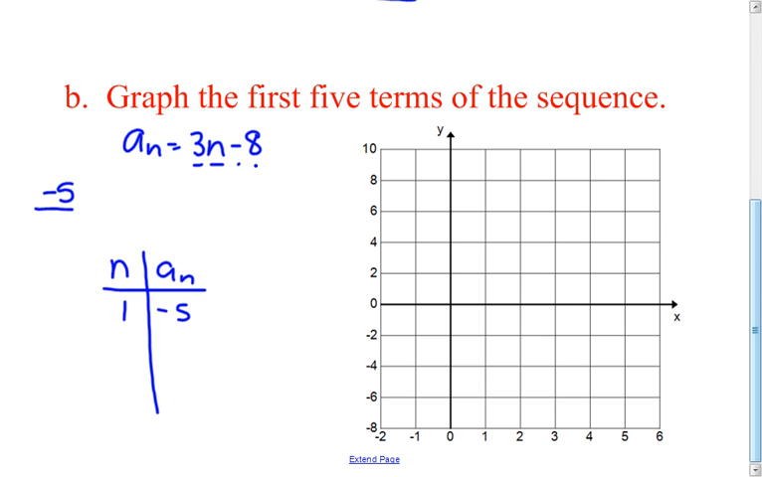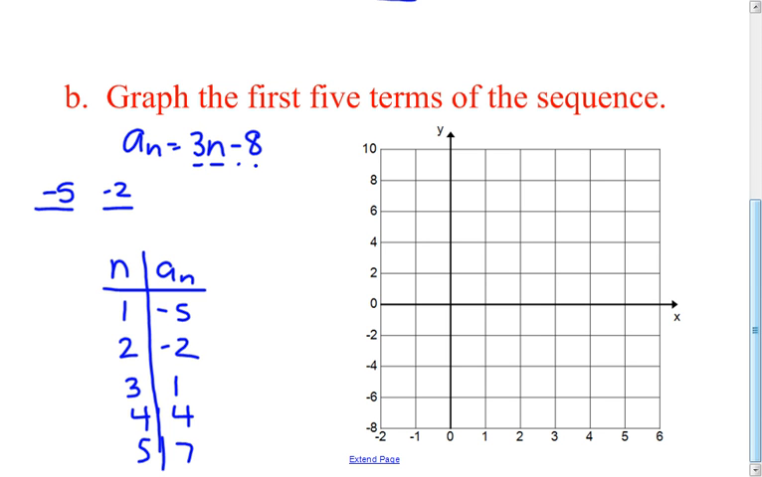If I plug 2 in for n to find the second number on the list, then I will go 3 times 2, which is 6, minus 8 is negative 2. If I find the third number on the list, 3 times 3 is 9, minus 8 is 1. Fourth number on the list, 3 times 4 is 12, minus 8 is 4. And the fifth number on the list, 3 times 5 is 15, minus 8 is 7. You can see what's happening every single time: you're going up by 3.